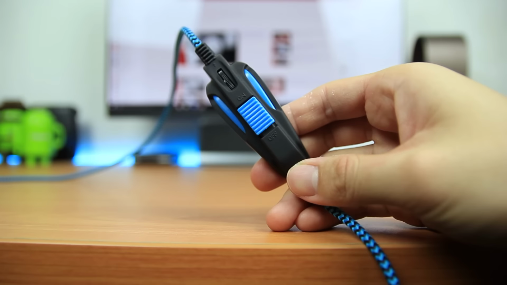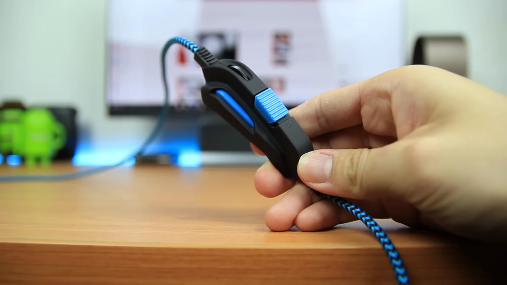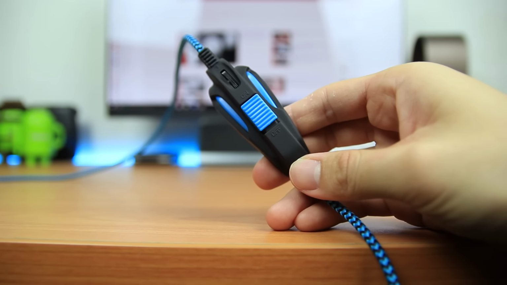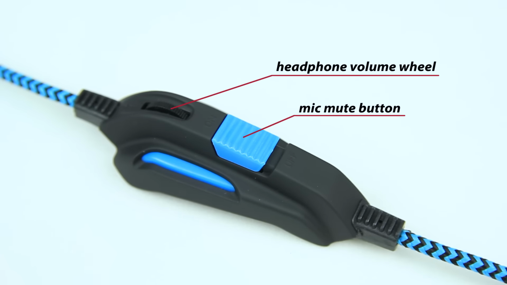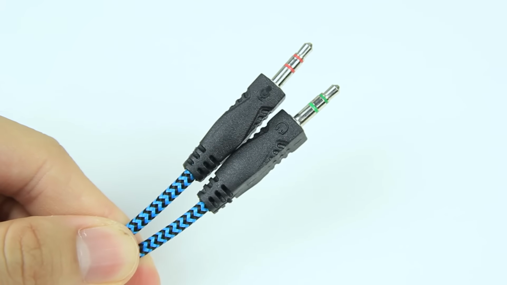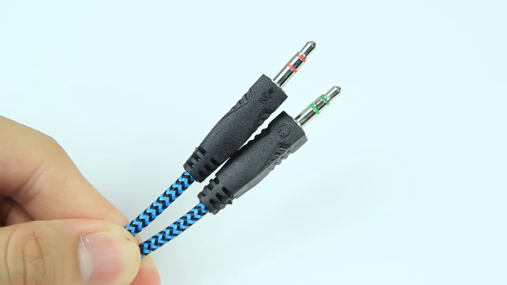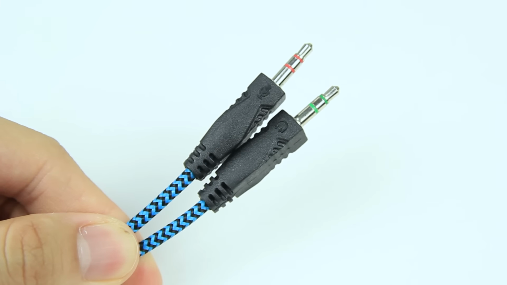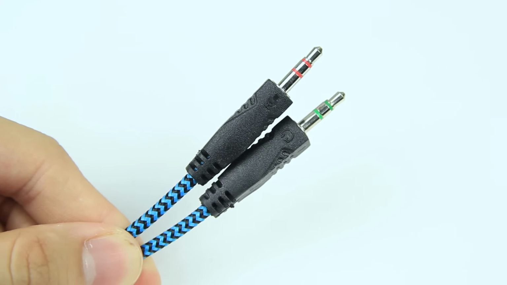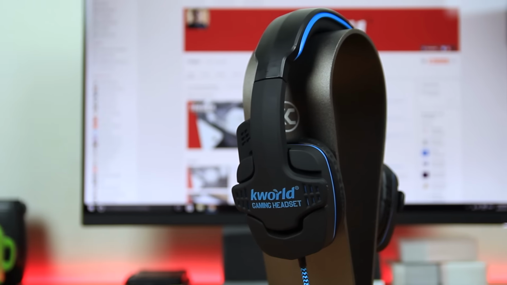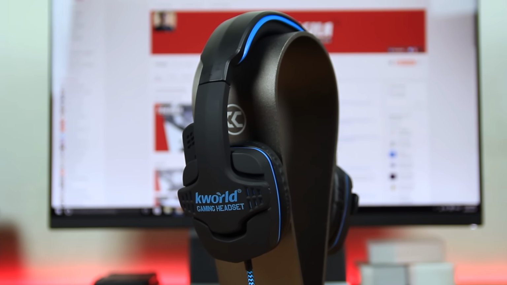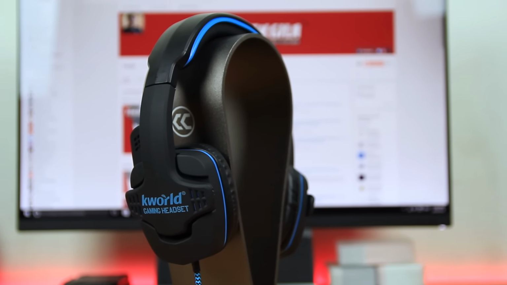Besides that, it has an inline controller to adjust volume of the headset and mute button for the microphone. And I hope that they can improve on the marking of the mute button as I often confuse whether it is muted or not. The cable itself is braided and at the end of it is 3.5mm headphone and microphone jack. So you can use this headset with your smartphone and tablet as well. In terms of sound quality, the bass is okay but not the most impressive low I ever heard.